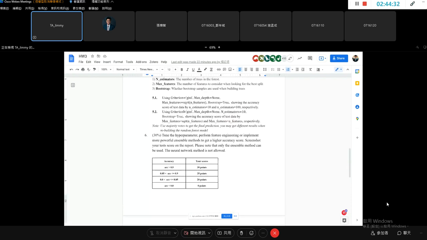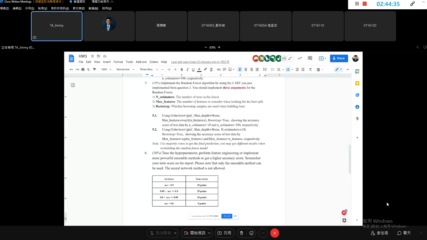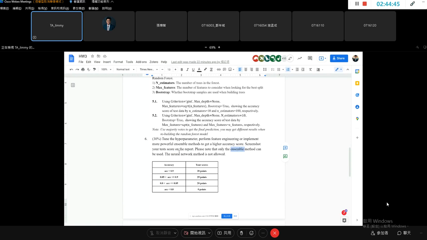The final question is you need to tune the hyperparameters or perform feature engineering, and try to get a higher accuracy score. You need to screenshot your test score in your report. Please note that only ensemble methods can be used in this question. Neural networks are not allowed in this homework.